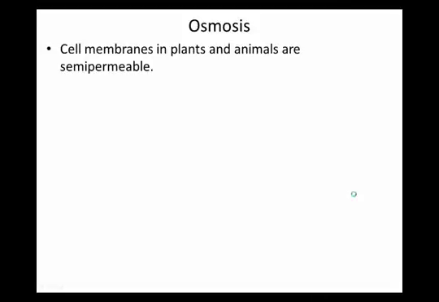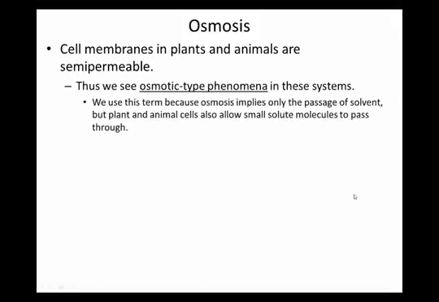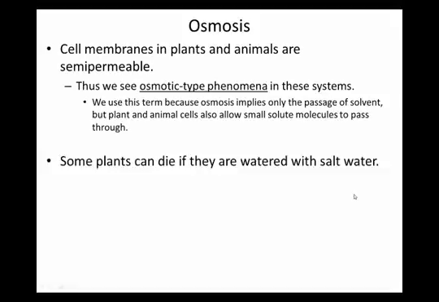So this is important biologically because cell membranes in plants and animals are semi-permeable. We see osmotic type phenomena. Why am I using the phrase osmotic type phenomenon? Because the term osmosis, specifically, refers only to a semi-permeable membrane that only allows solvent to move across. Plants and animal cells allow other things, so we call it an osmotic type phenomenon, not osmosis itself. Osmosis itself is only solvent. Some plants can die if they're watered with salt water.